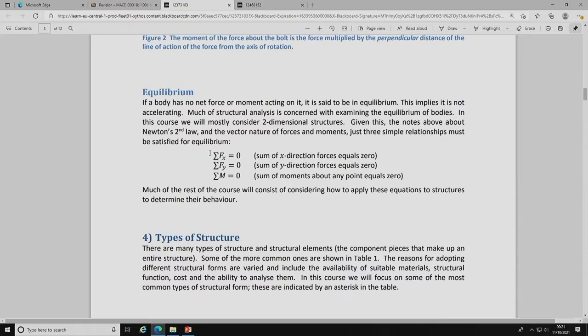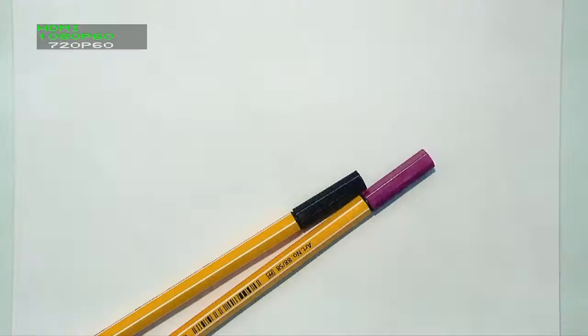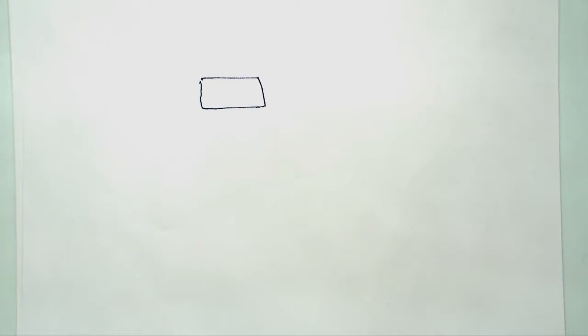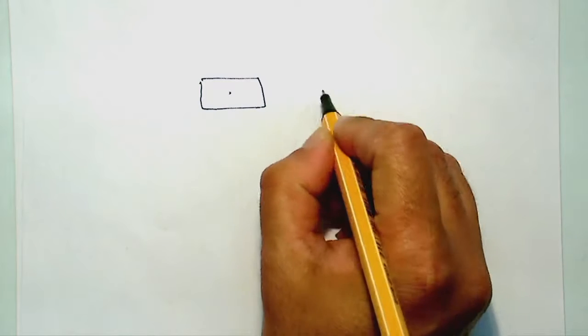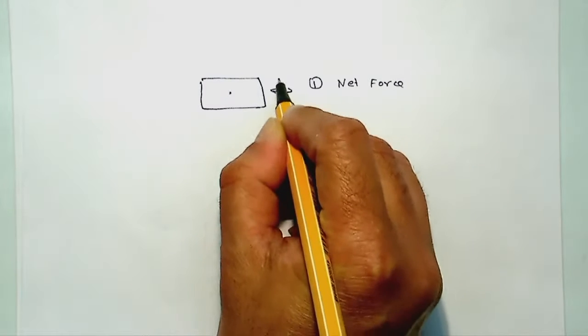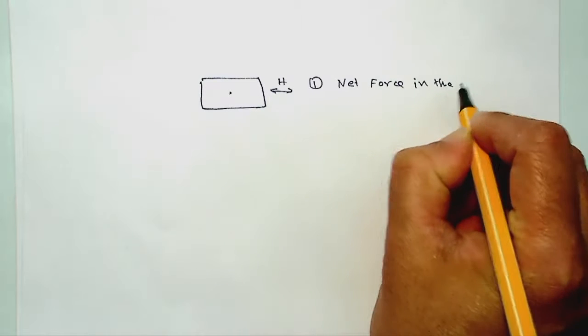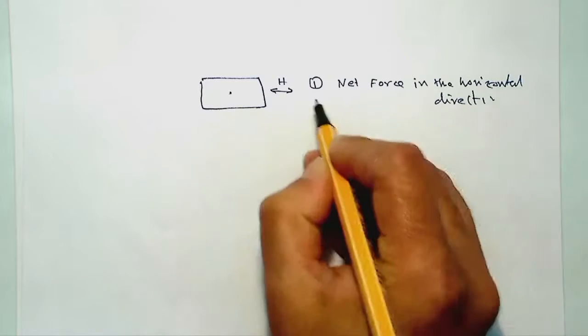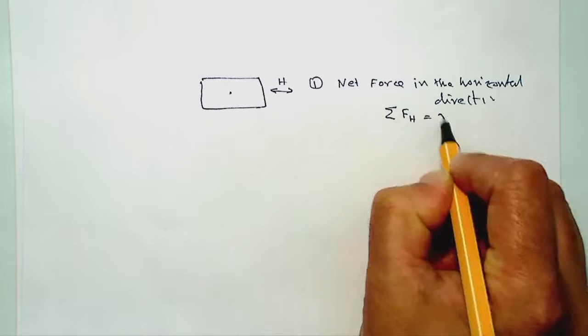You can even do three moment equations to ensure equilibrium. So let me just give you a demonstration of that. Say you have got an object there, and you say, okay, this object is static and stable. So what do you want to ensure? First of all, you want to ensure there is no net force in the horizontal direction. So that is the first one, which will give you summation of forces in the horizontal direction is zero.